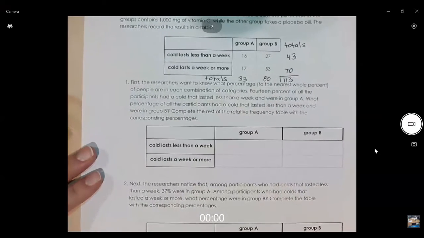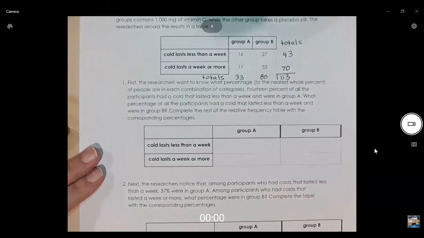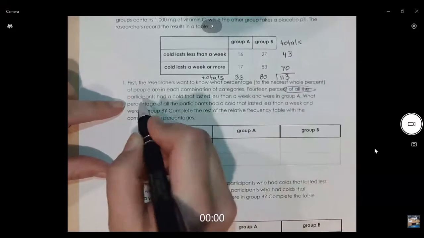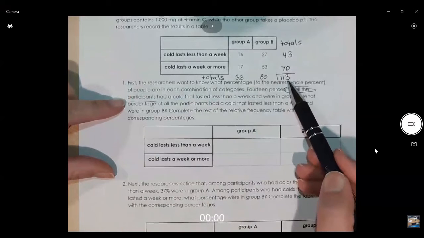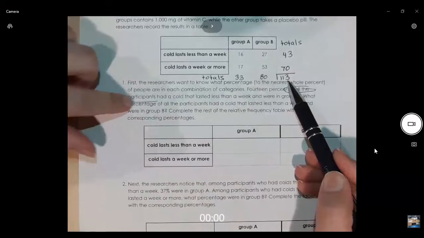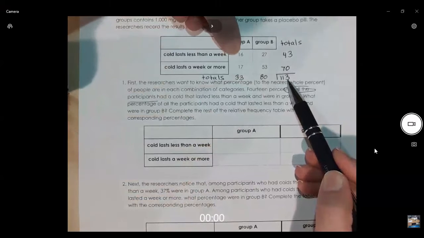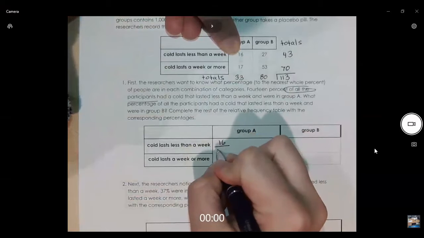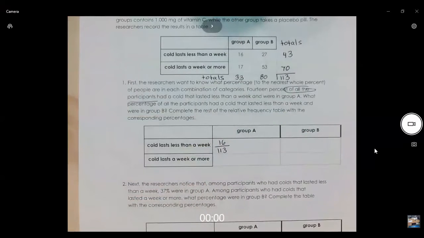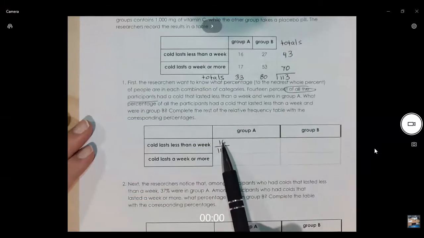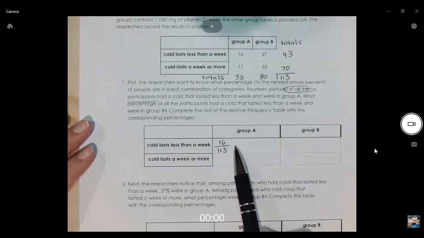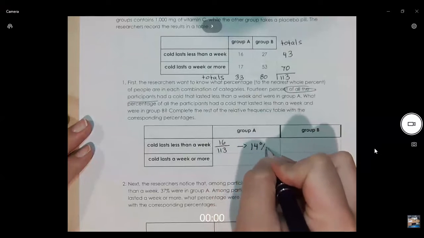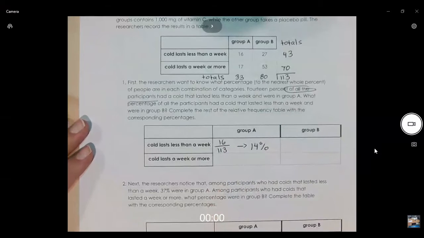So now that I have my totals, I want to look at what this information is doing. So it's saying that 14% of all the participants. So out of all 113 participants, 14% fell into this right here. So what that means is that 16 out of 113 should be 14%. So if you divide these numbers, get your decimal, multiply by 100, you will get 14%. Now you have to round because you get a decimal, but you get 14% if you round.